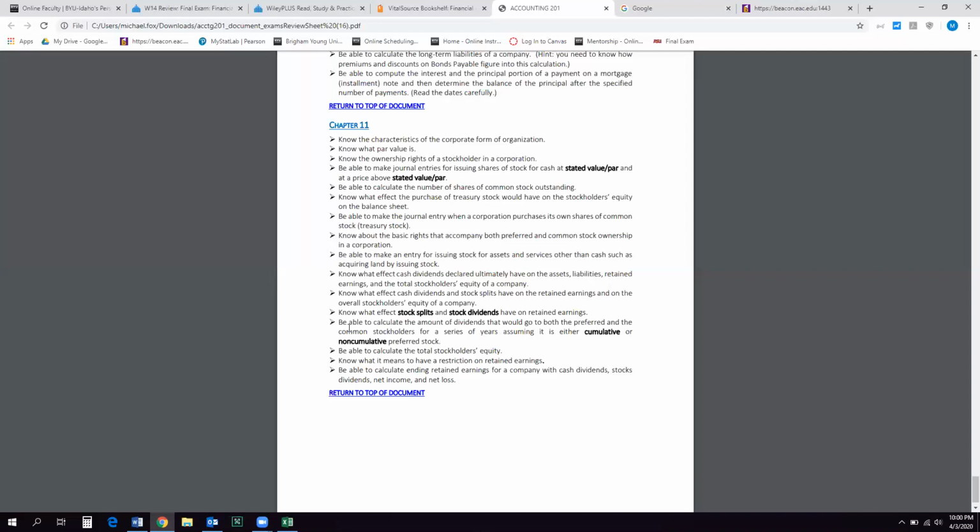And then be able to calculate the ending retained earnings for a company with cash dividends, stock dividends, net income, net loss. So recognize, all the way back to the beginning of this class, that our statement of retained earnings is our beginning retained earnings plus any net income, or minus any net loss, minus any dividends, is our new retained earnings. And that's it.